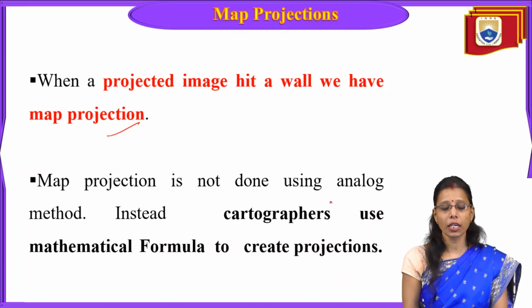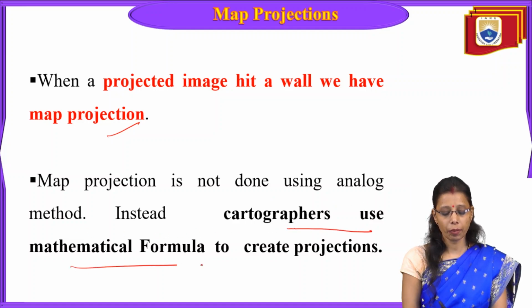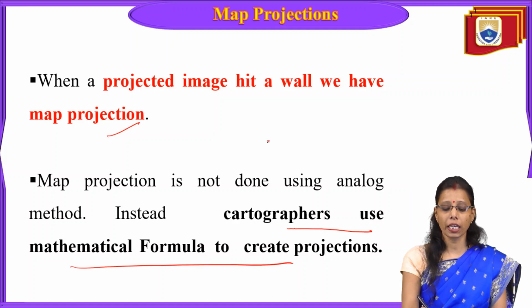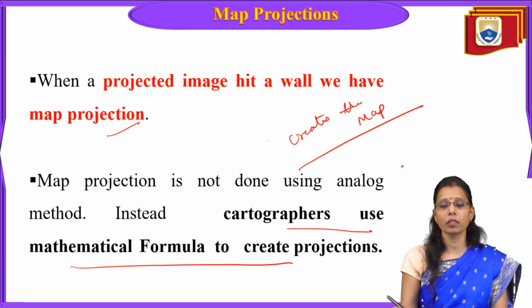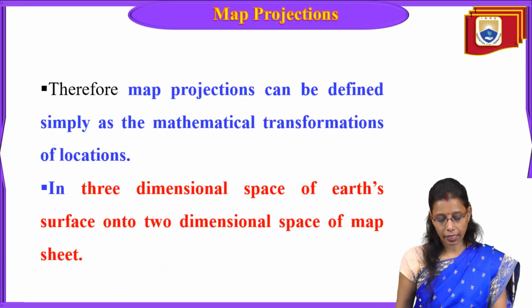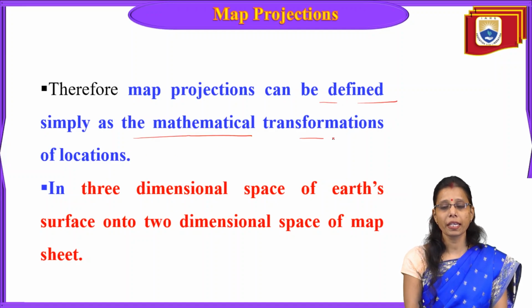Map projection is not done using an analog method. Instead, cartographers use mathematical formulas to create the projection. Who are cartographers? Those who create maps are called cartographers, and they create the map with the help of mathematical formulas. Therefore, map projection can be defined simply as a mathematical transformation of locations.